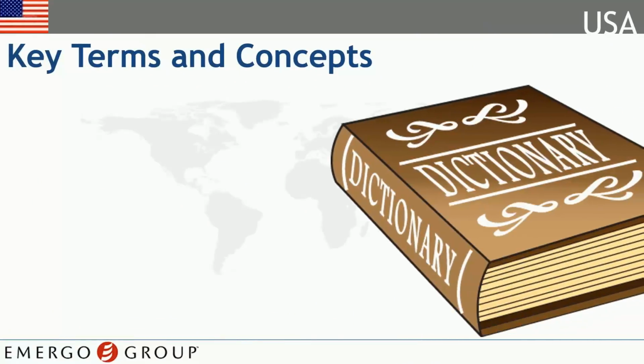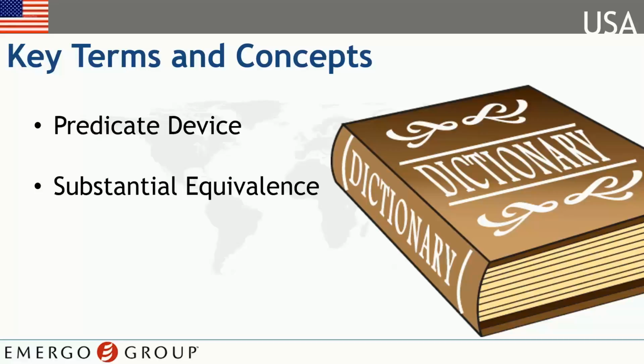There are many terms used throughout the regulatory industry, and it's important to understand these terms for documentation purposes. Some of the more common ones include predicate device. This is a medical device already legally marketed in the US, selected for the purposes of substantial equivalence as part of the FDA 510K submission. Substantial equivalence indicates that the device has the same intended use as a device already marketed in the US and has similar technological characteristics of that device.